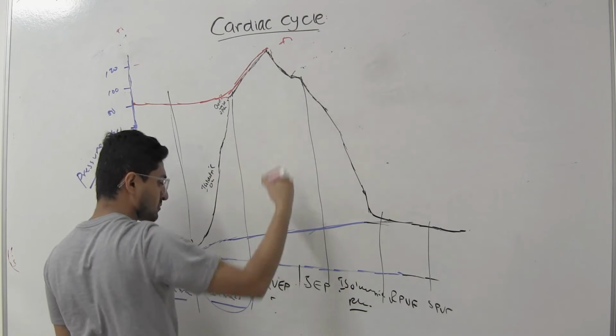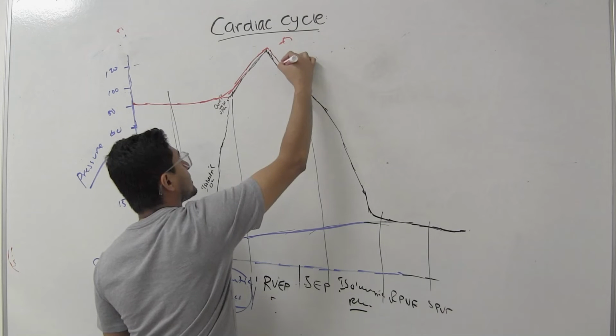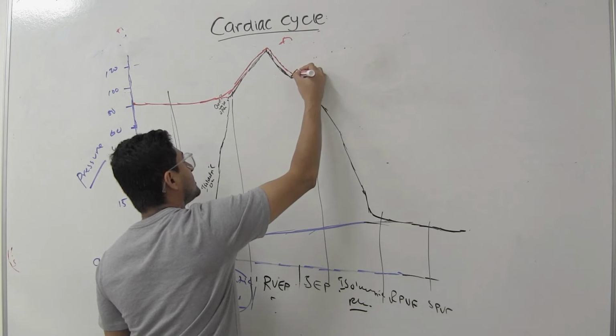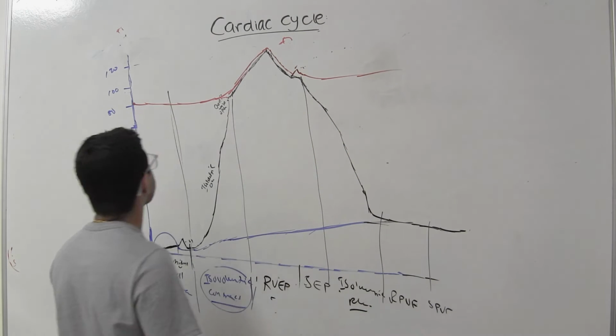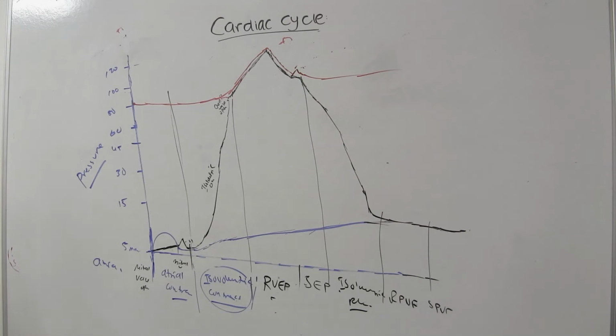As this ventricle pressure is coming down, what happens? This pressure also comes down. But when the aortic valve closes, it produces sort of a notch. So this is called the dicrotic notch. Okay, and then it becomes like this. That's your aorta. Now, what about the EKG?